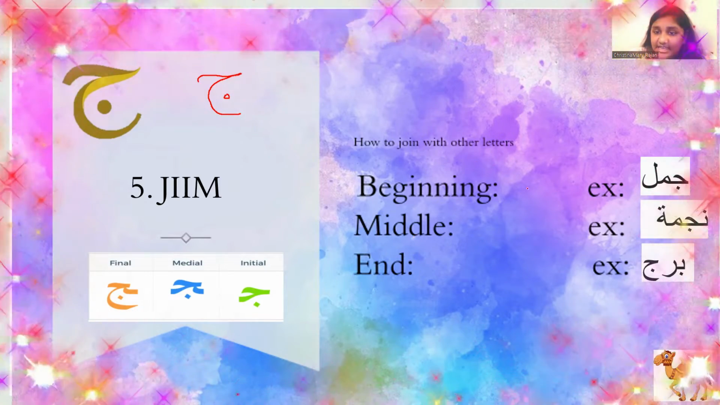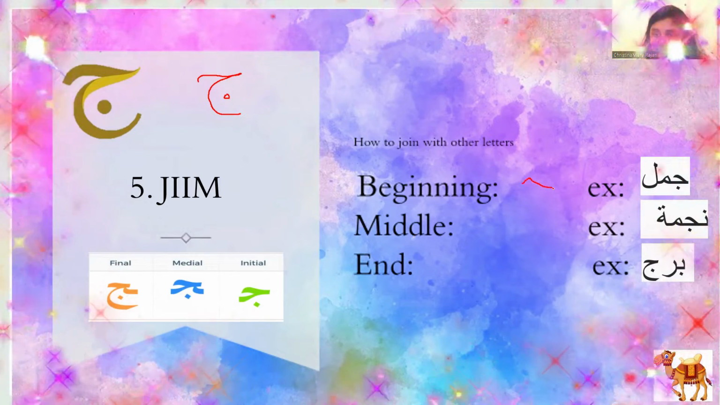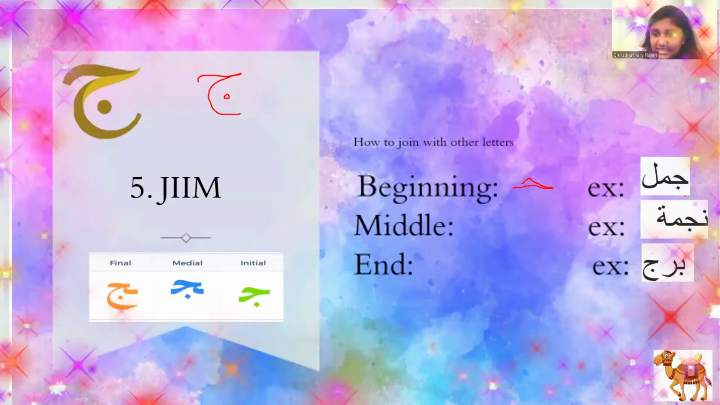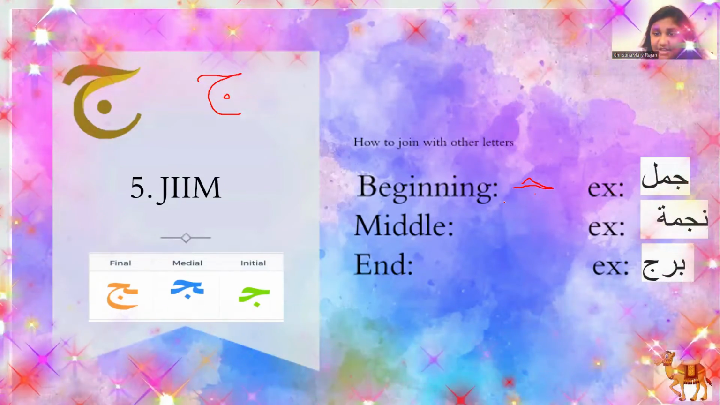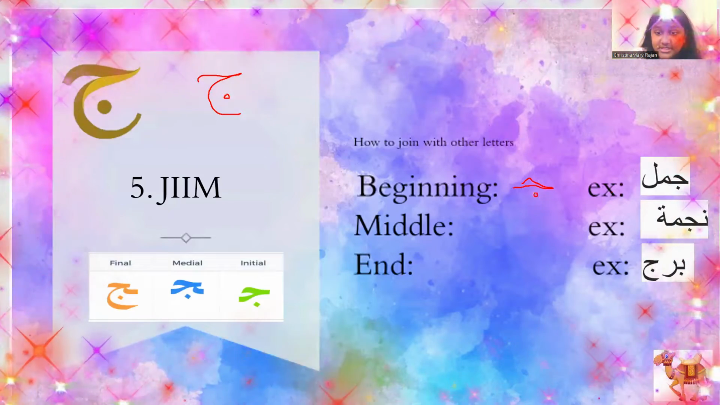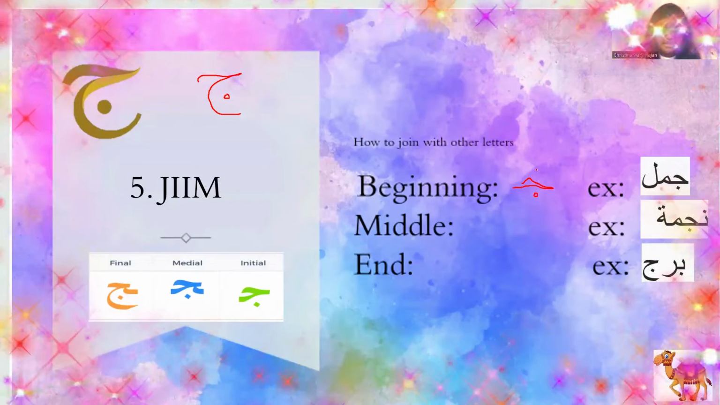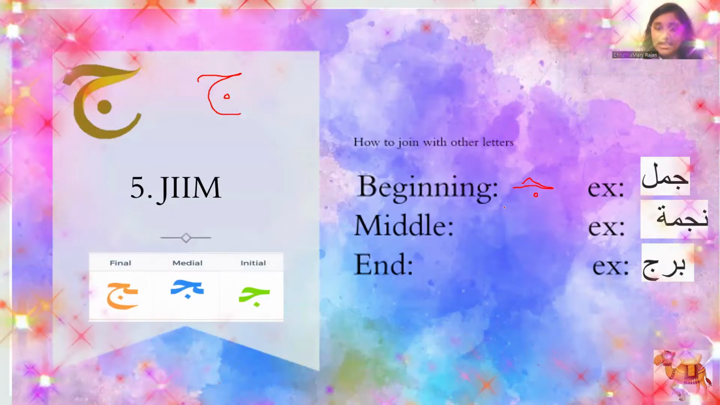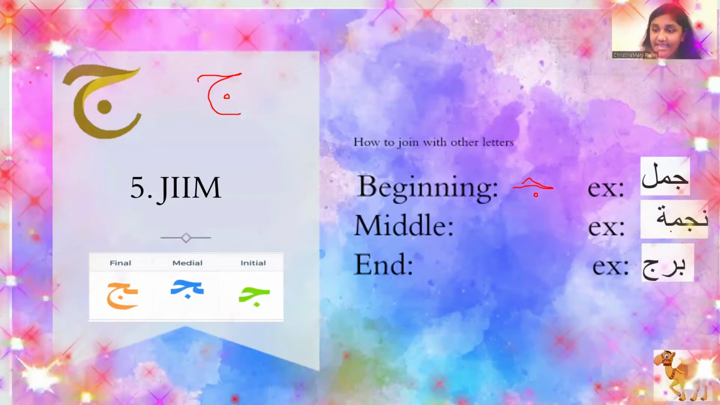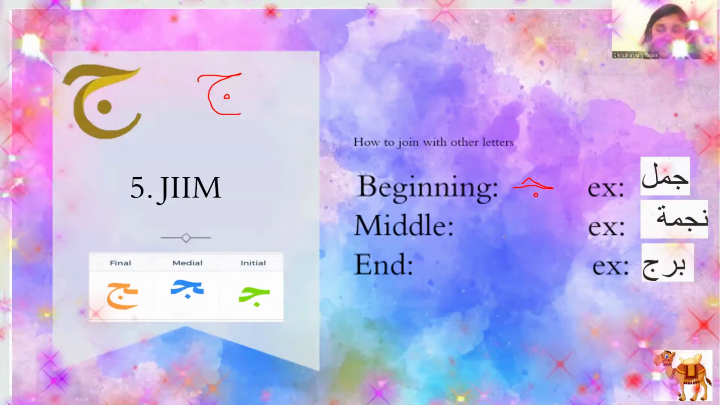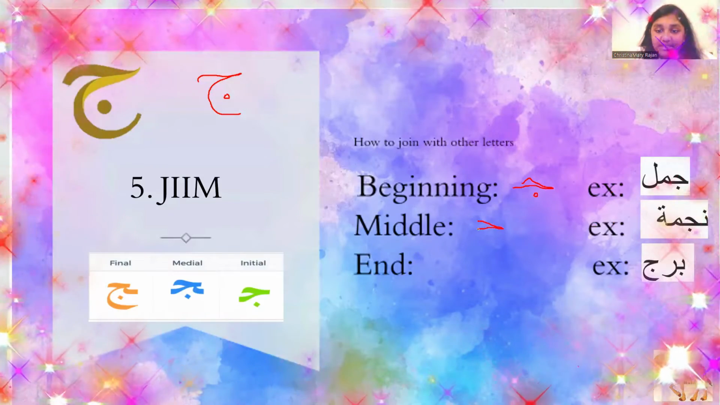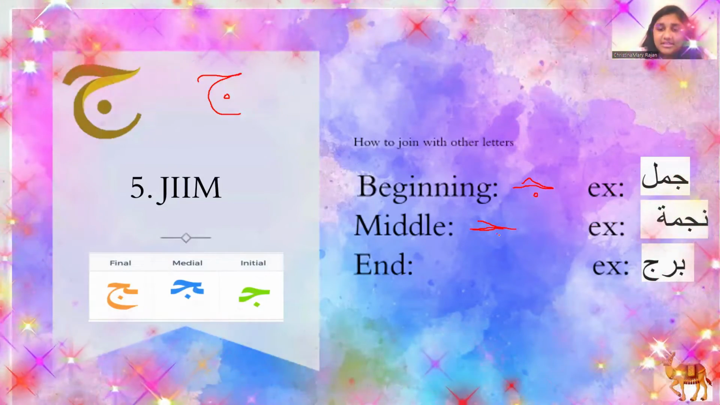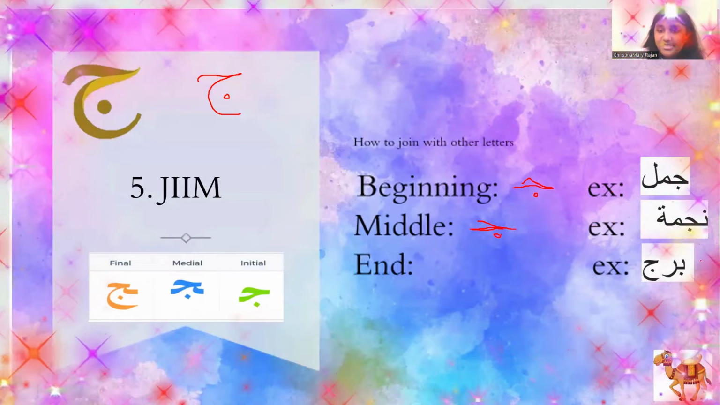At the beginning, it goes like this. See? As you can see in this word, it goes like this. And then a dot below. Don't forget to put dots for the letters that have a dot, or else it'll change into a totally new letter. Now let's go to the middle. In the middle, we do the same thing, except to join with the letter before it, we have a small dash and a dot. Dot is always important.